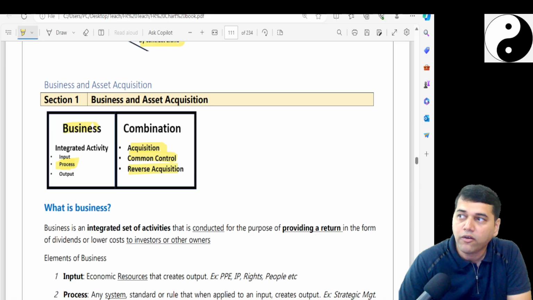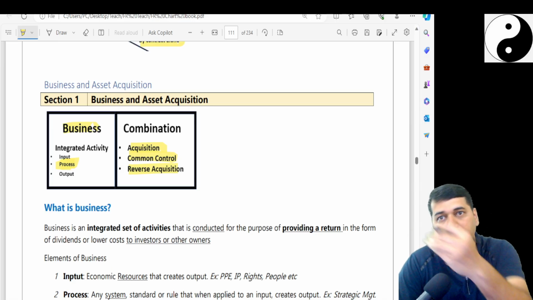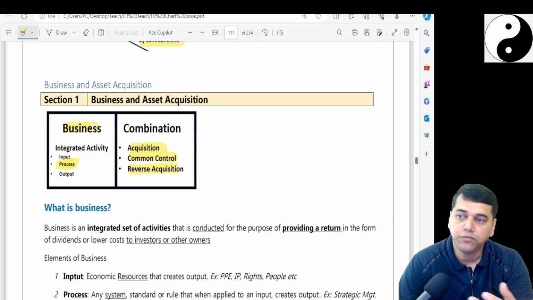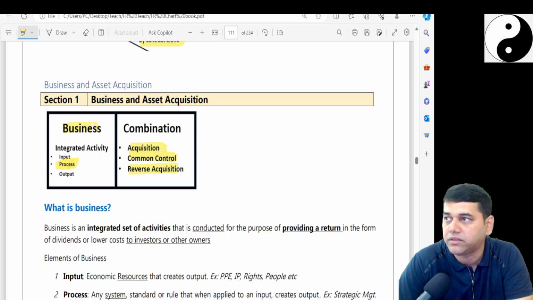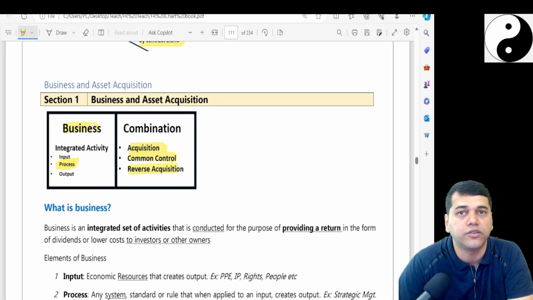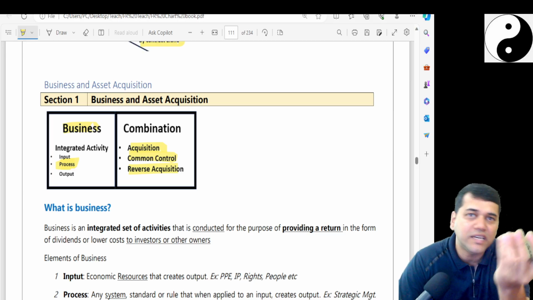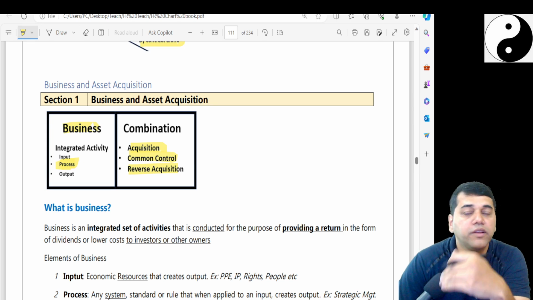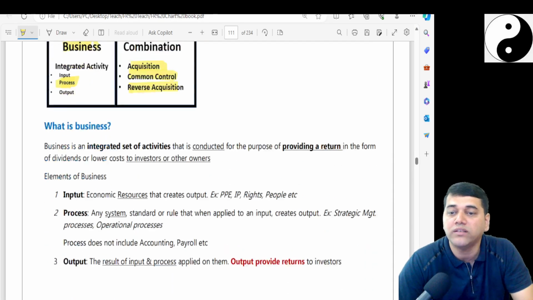So, you have got a business, somebody acquires it by paying whatever consideration. It is a business acquisition. If what I acquire is mine only, that means within the group companies, then it is a common control acquisition. And reverse acquisition is where one small entity, relatively small, acquires a very big entity. That's the concept of a reverse acquisition. But all these things should happen over a business. So what is a business?